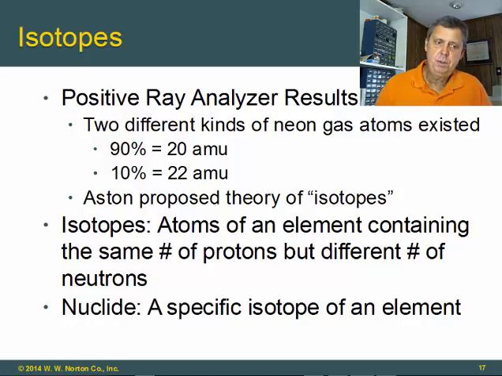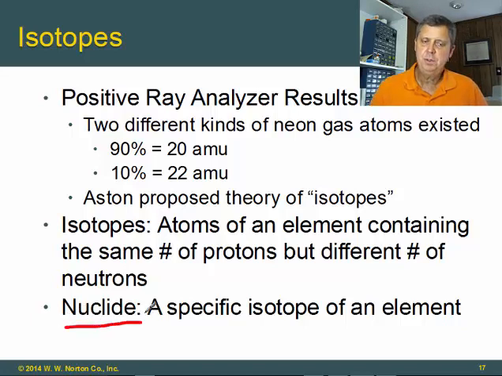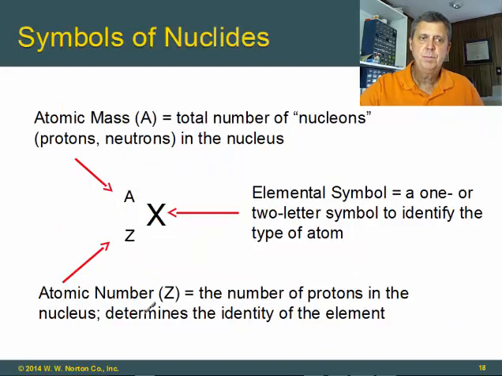Nuclide is a term for a specific isotope. To be honest, I just usually use isotope, but you see nuclide sometimes, so it's good to be familiar with the term. And this is a basic notation for how we distinguish one isotope from another, one nuclide from another. Because they're the same element, we have to distinguish between the two.